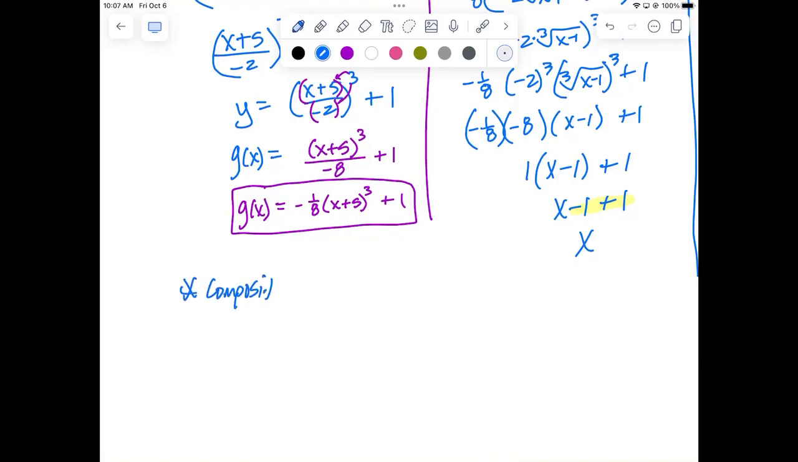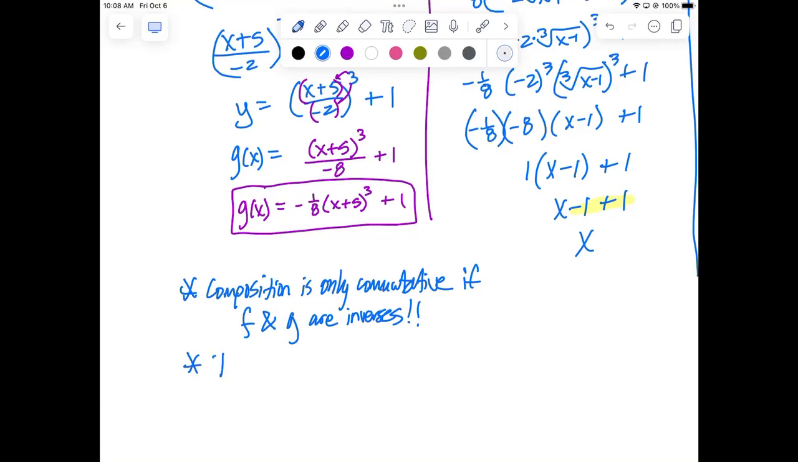Composition is only commutative if f and g are inverses of each other. Moreover, the result will always be, guess what? x. You start with x, you do f then g, or g then f, you're right back where you started with x every single time. But in general, composition is not commutative. $10 off and a 10% discount, those are different.